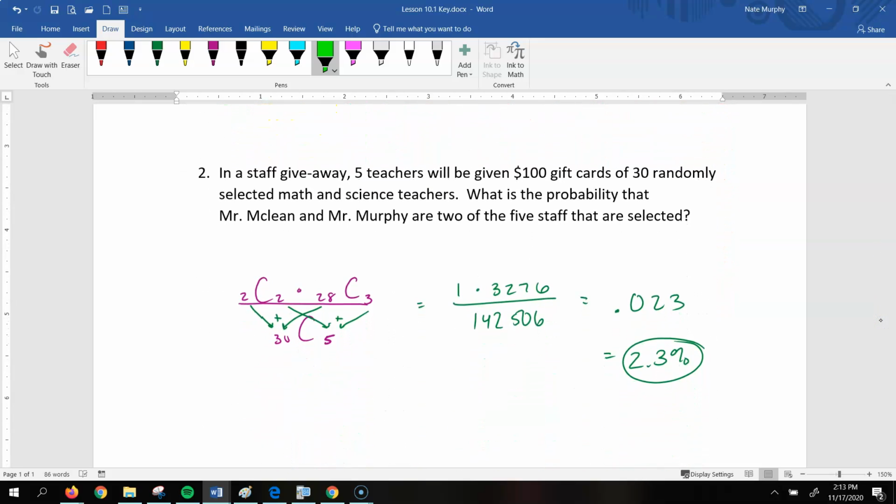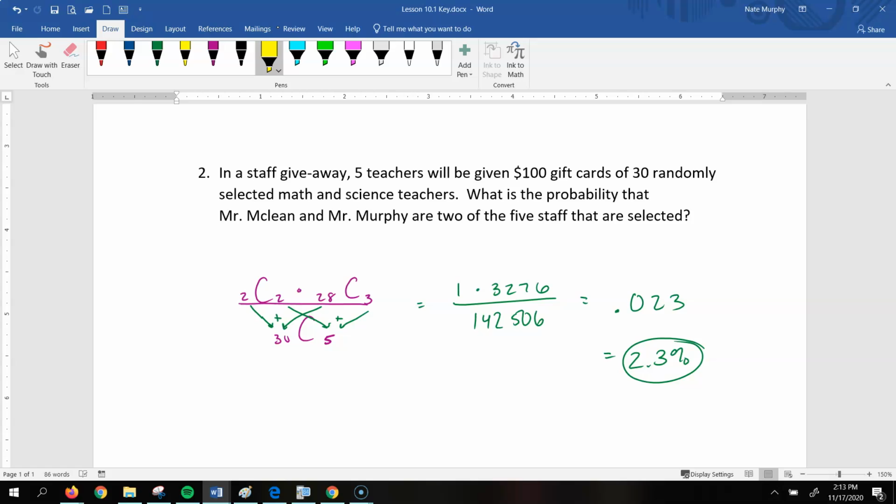All right, let's look at the second one here. It says, in a staff giveaway, 5 teachers will be given $100 gift cards of 30 randomly selected math and science teachers. What is the probability that Mr. McLean and Ms. Murphy are 2 of the 5 staff that are selected? Now, wouldn't this be nice?